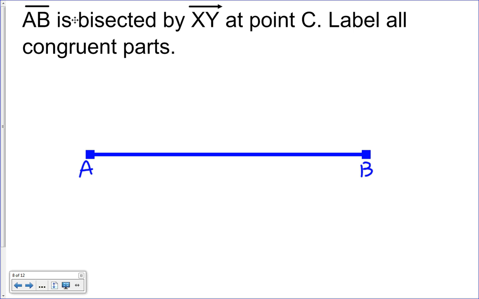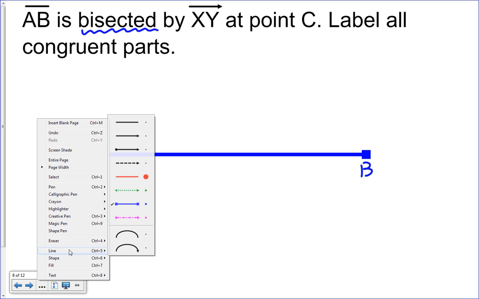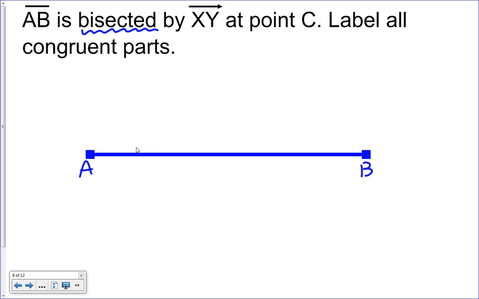Okay, then AB is bisected, so AB is what is bisected, so we should expect AB to be cut in half. It is bisected by this ray XY, so XY is my segment bisector, and AB is my thing that is cut in half. So if I fill in this ray right here, X is my endpoint, Y is somewhere else on my ray. Okay, and it intersects AB at this point C.